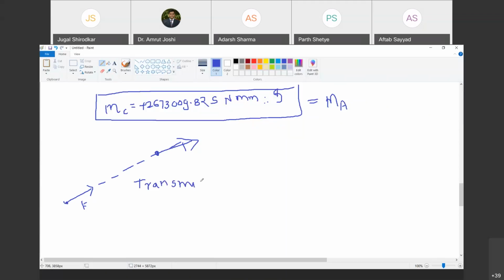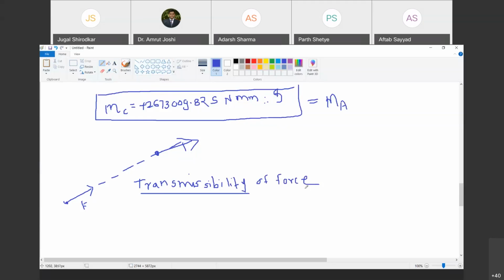Transmissibility of force. That means if a rigid body is acted upon by force F, I can translate or transmit this force along its line of action anywhere, and it will not alter the effect on all points of the body. The effect will still remain the same. Are you with me? Yes, sir. So it is called the transmissibility of the force.